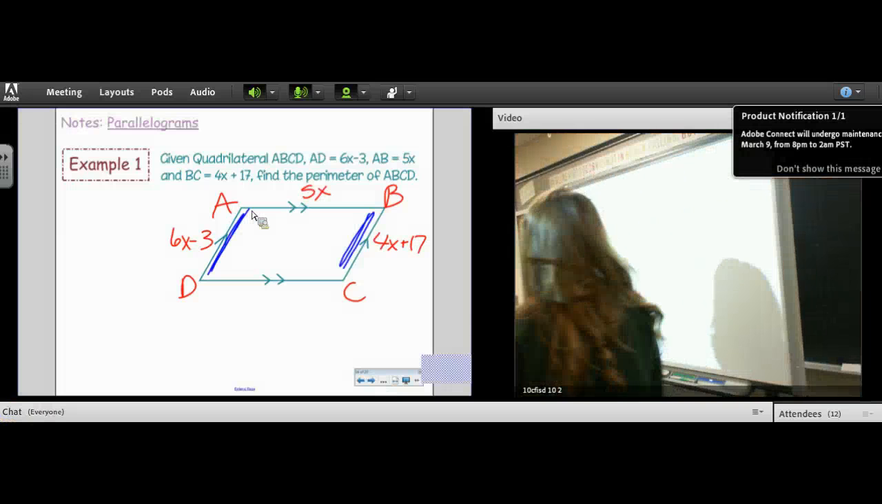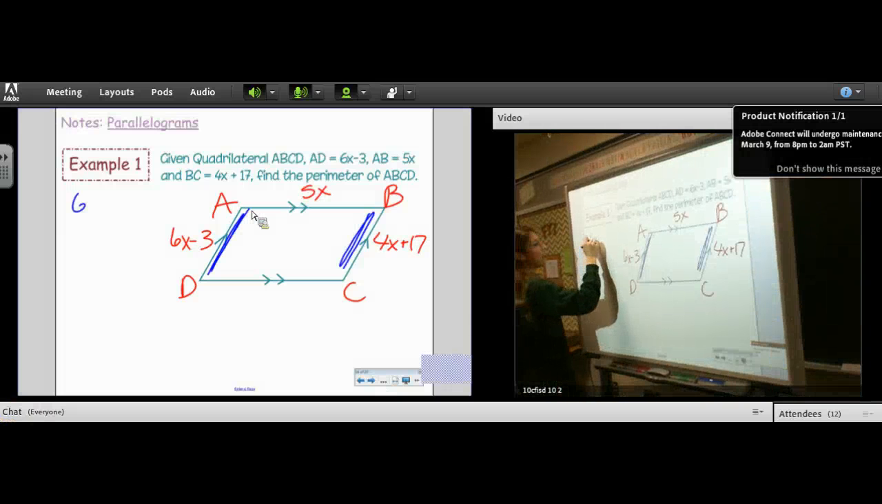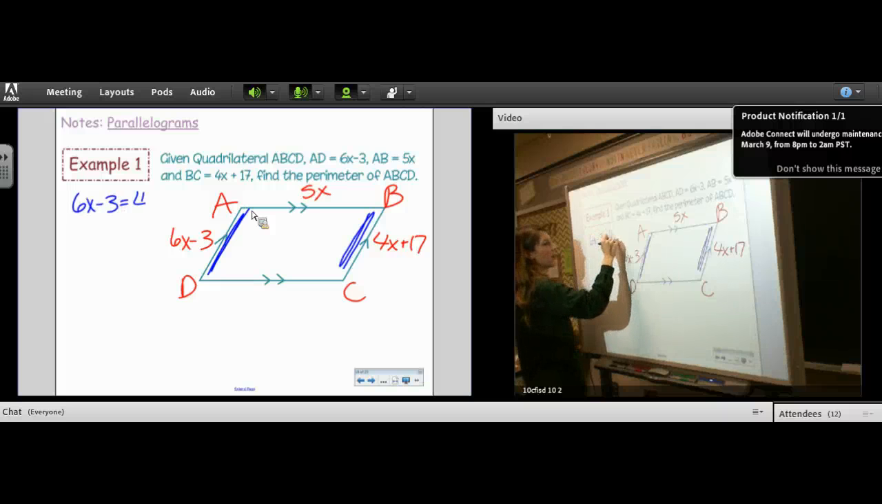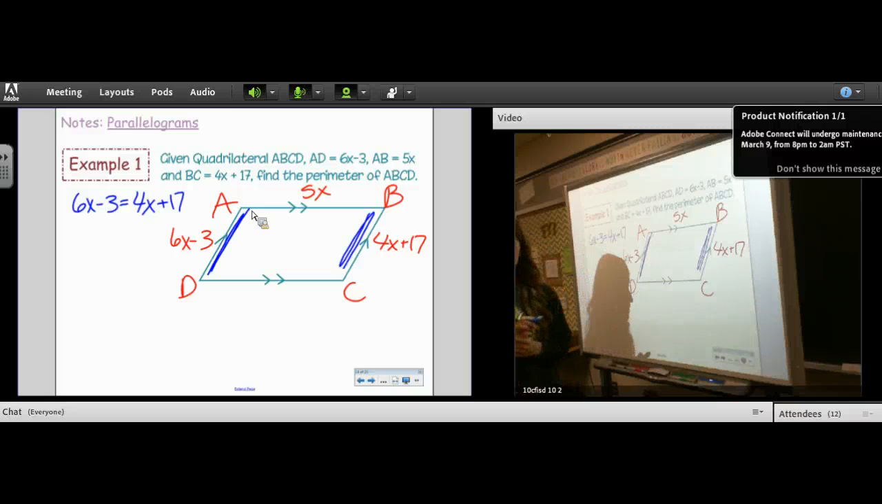Okay, so have you already solved it by now while you were waiting for me to get my camera back up? 6x minus 3 equals 4x plus 17. What did you get for x?